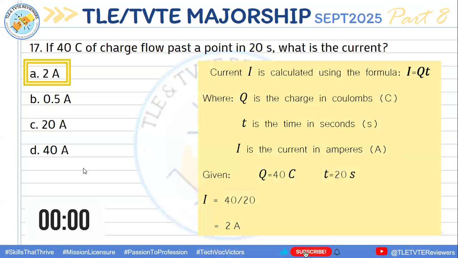Current I is calculated using the formula I equals Q over T, where Q is the charge in coulombs, T is the time in seconds, and I is the current in amperes. So we have here given Q, that's 40 C, or charge in coulombs, T, that's 20 seconds. So I equals 40 divided by 20. So that's equivalent to 2 amperes, which is letter A, 2 amperes.